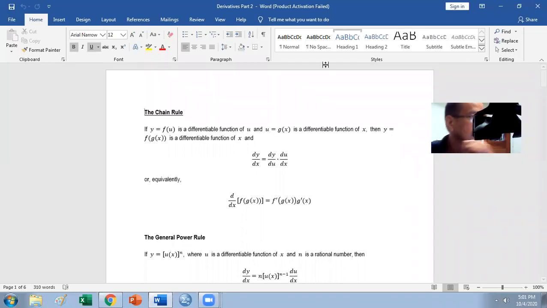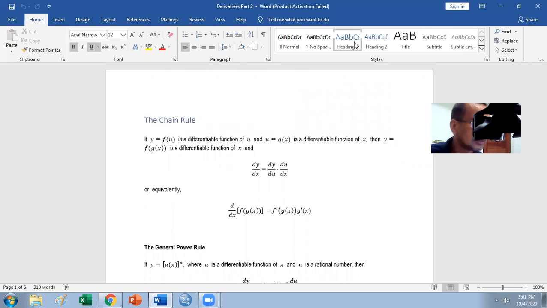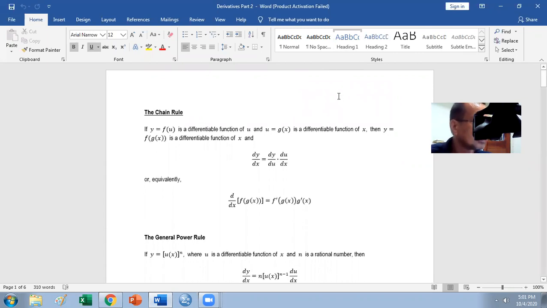Okay, let's have the next lesson. This is another part of another topic sa derivative. We call it what? We call it the chain rule. Okay, ito na yung general na pag-derivative. Ito yung chain rule na sinasabi na.